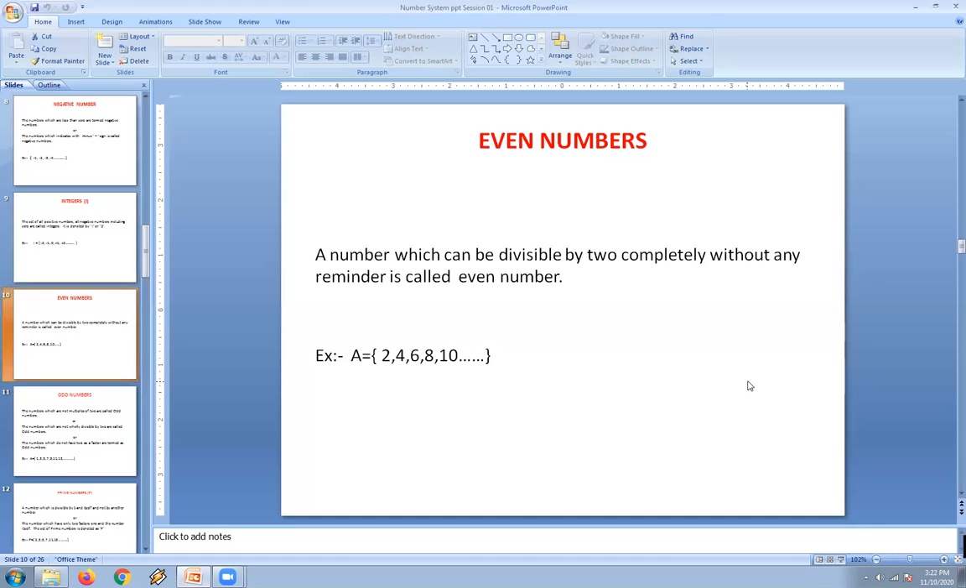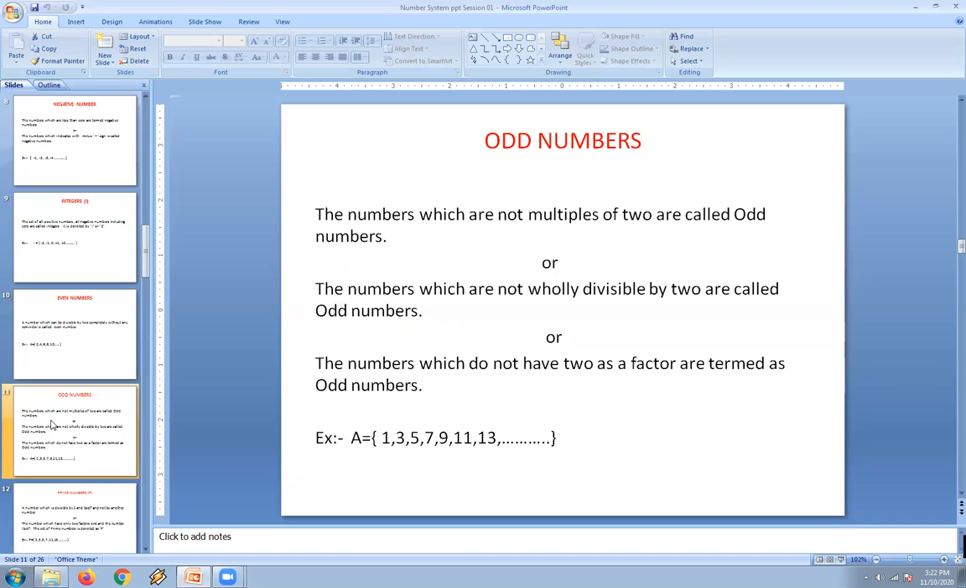A number which is exactly divisible by 2, where there will be no remainder, is called an even number. So they are nothing but 2, 4, 6, 8, 10. All these numbers are exactly divisible by 2 and we can see there will be no remainder at all. So they are called the even numbers.